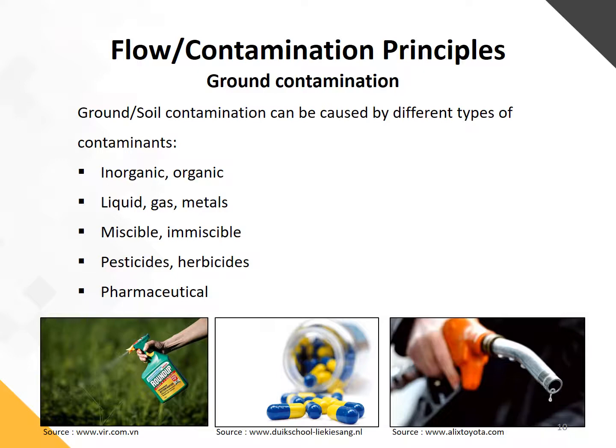Next, there are contaminants that are described as miscible and immiscible. A miscible pollutant is a pollutant that can be mixed with water and create a homogeneous solution. A good example is the de-icing salt that is used during the winter to de-ice roads.